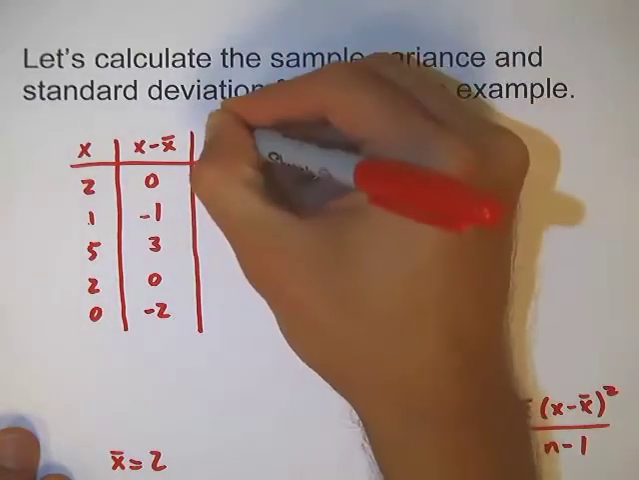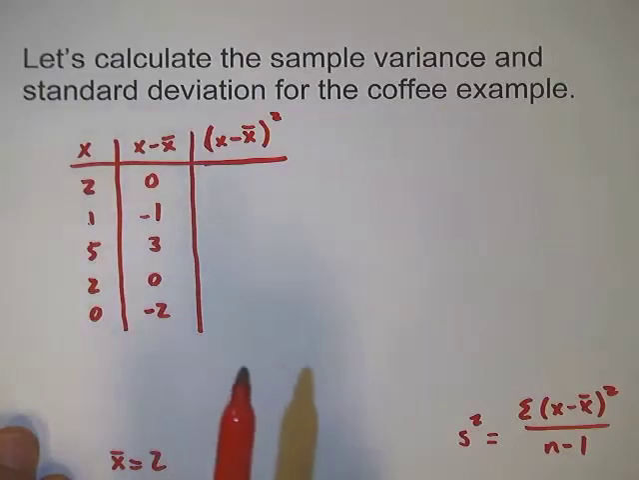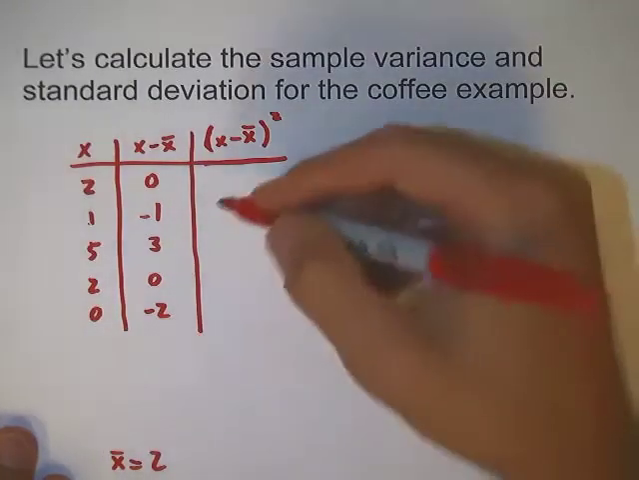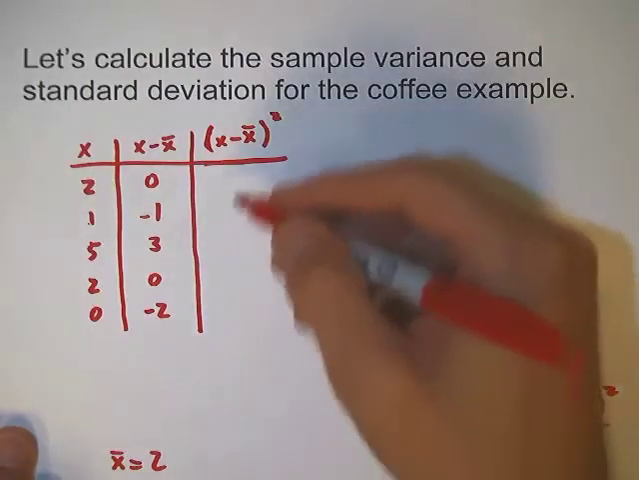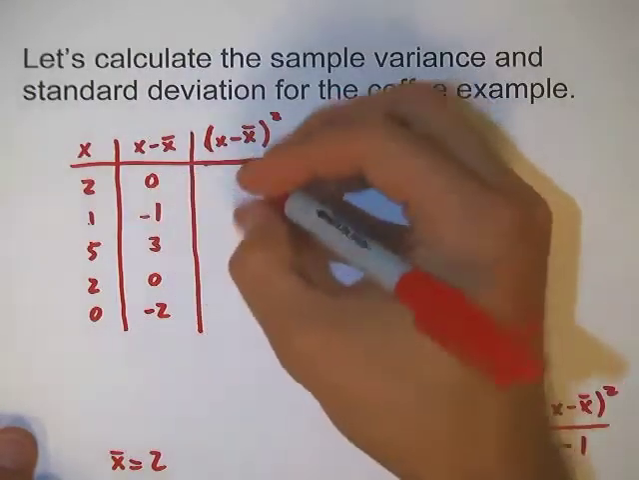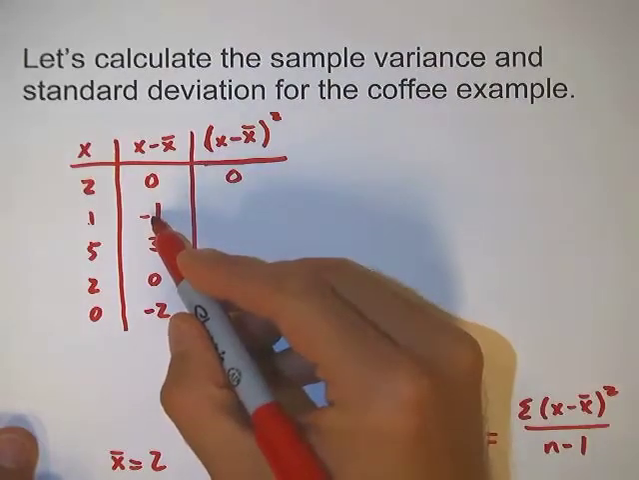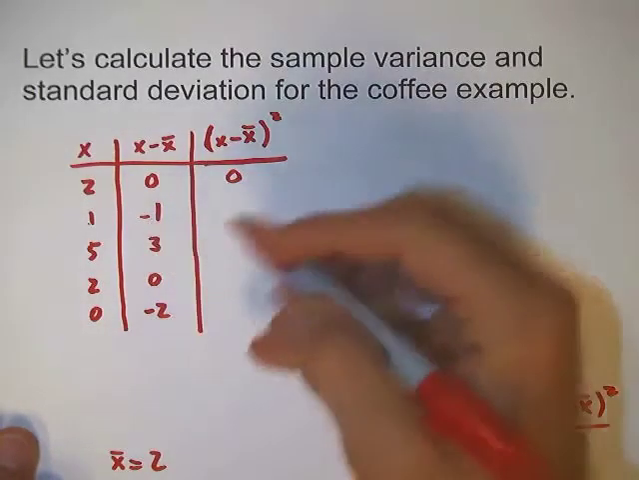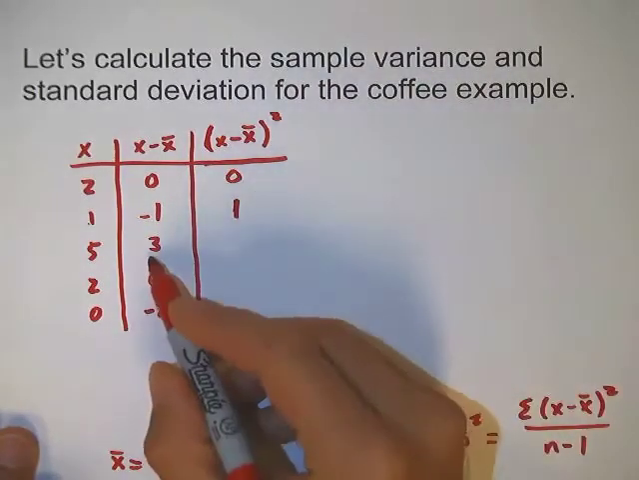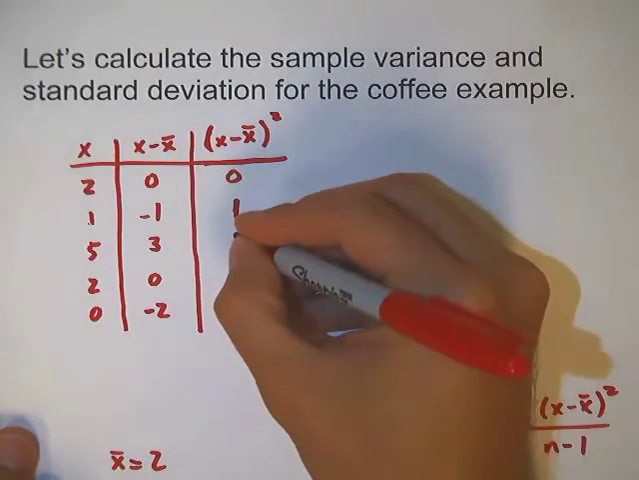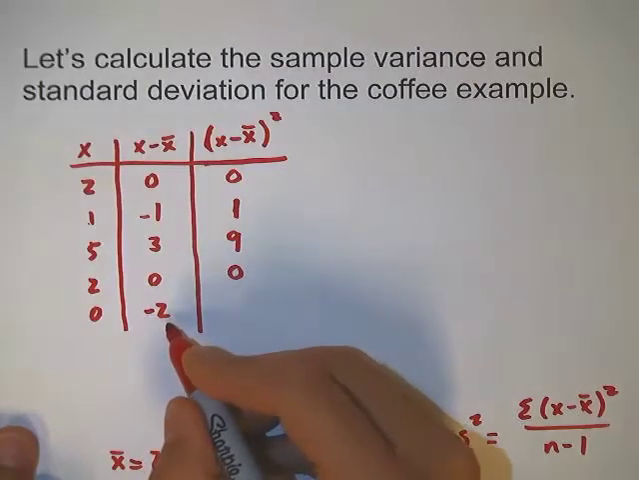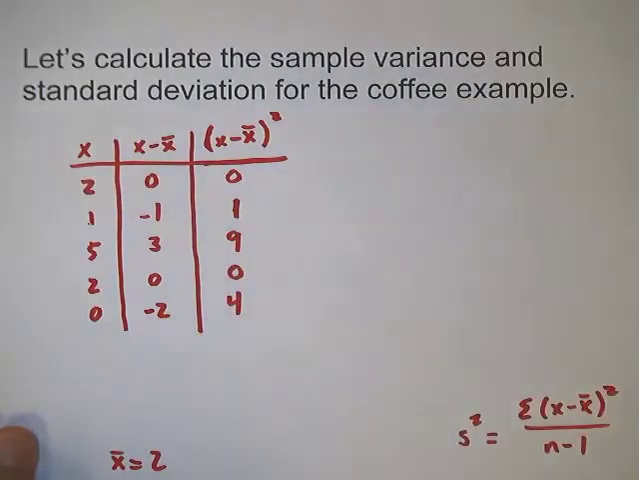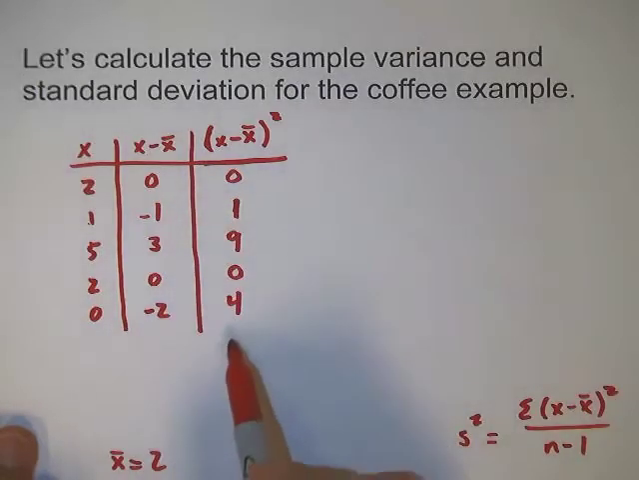And now why would we square our deviations? Because whenever you square something, you always get a positive number. That'll make all of these numbers positive so that we can take the sum of a bunch of positive numbers. So 0 squared is 0. Negative 1 squared is negative 1 times negative 1, which is positive 1. 3 squared is 9. 0 times 0 is 0. Negative 2 times negative 2 is positive 4. Okay, so that basically gives me x minus x bar squared for all of my values.